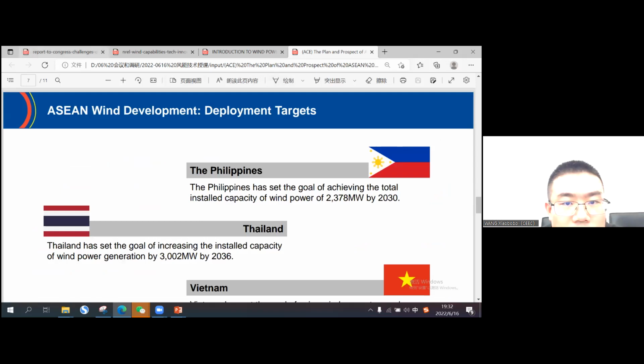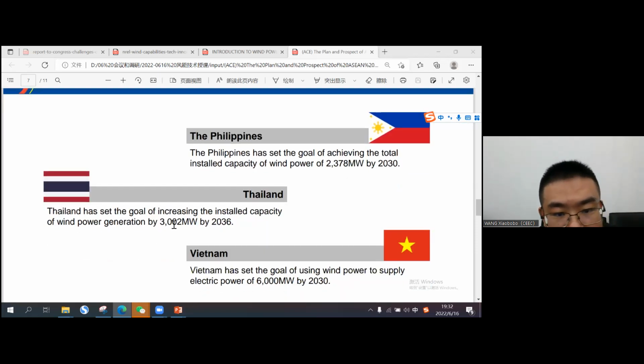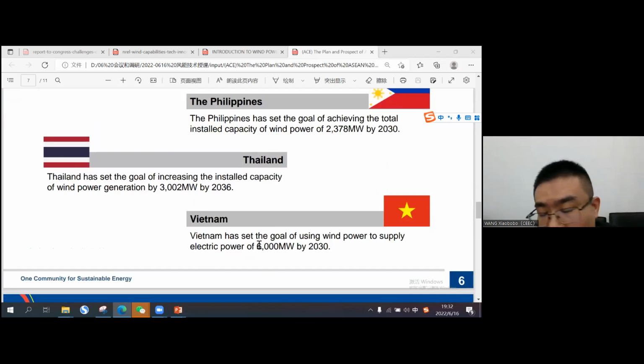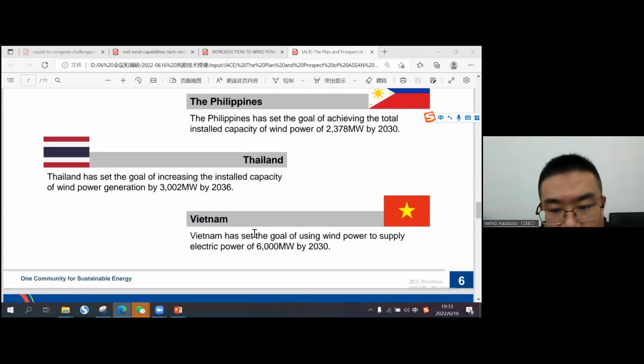So we can see that in Asian development there are deployment targets. The Philippines has set the goal of achieving a total installed wind power capacity of 2,300 megawatts by 2030, so it's 2.3 gigawatts. I think the Philippines could increase the number by 10 times, because in the Philippines the offshore wind power resources are so good. And Thailand is 3 gigawatts, and Vietnam is 6 gigawatts. All of this has not taken offshore wind into consideration. If we take offshore wind into consideration, the number will be bigger.